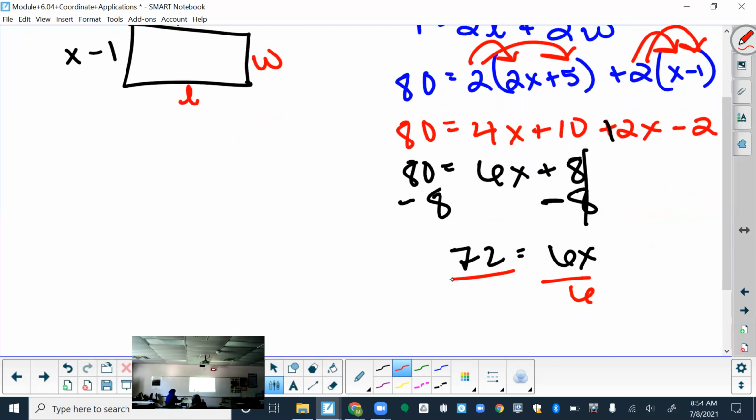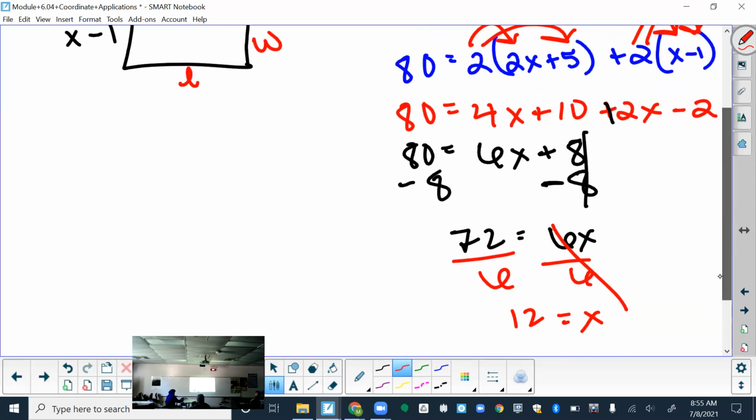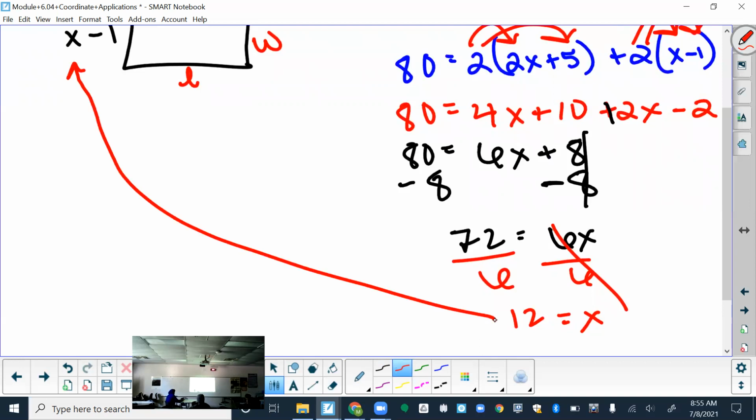All right, what you do on one side, you have to do to the other. 72 divided by 6 is 12. So that's what x equals. Does that answer the question that I was asked? Did it say just to find the value of x? It said find the dimension, so I need to find what the length actually is and what the width actually is. So if I plug in this x value into x for both of them, I can figure that out.